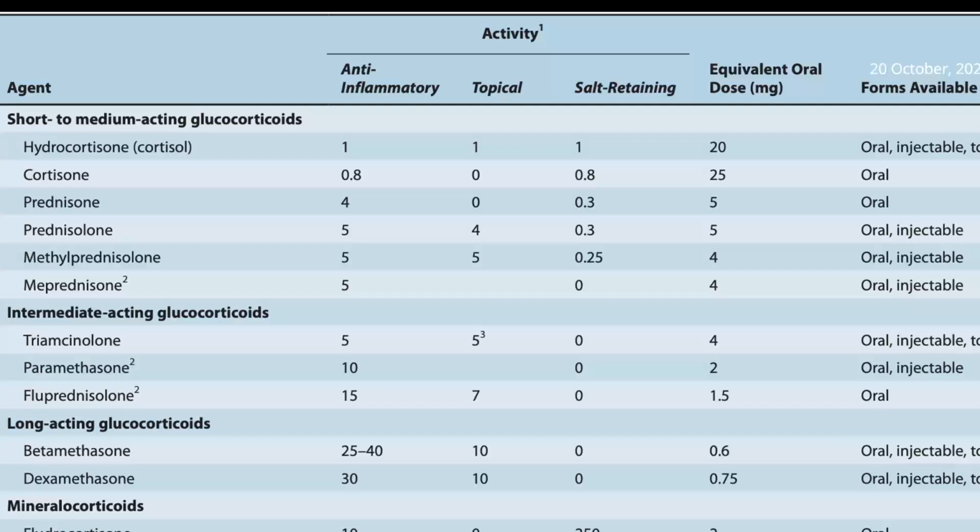Memorizing these products, these drugs, is very essential. The other information here in this table is for clarification.